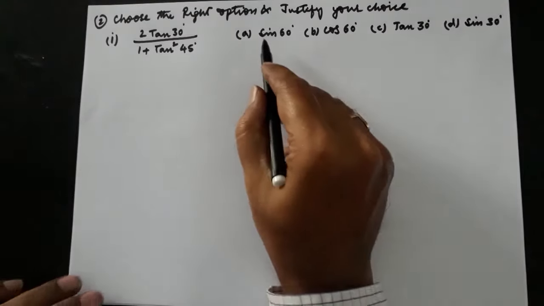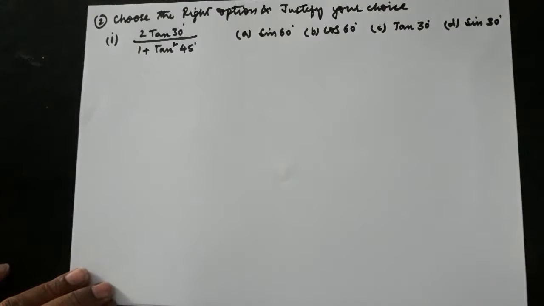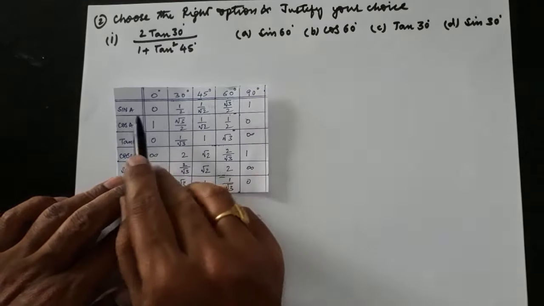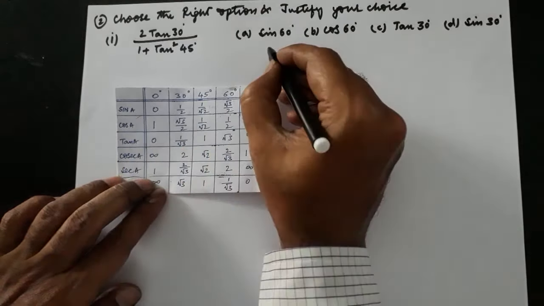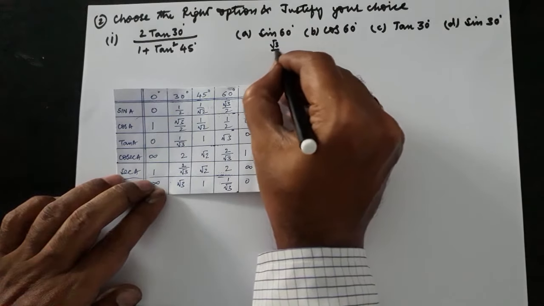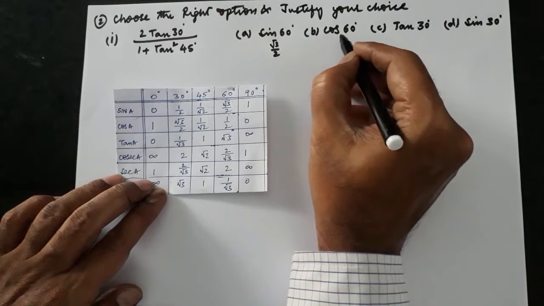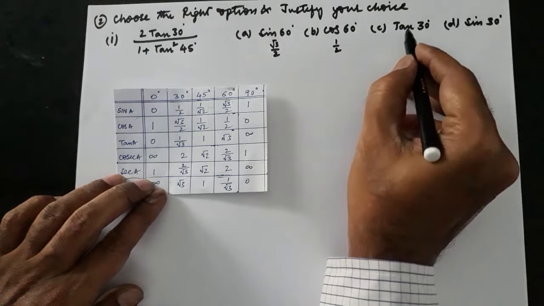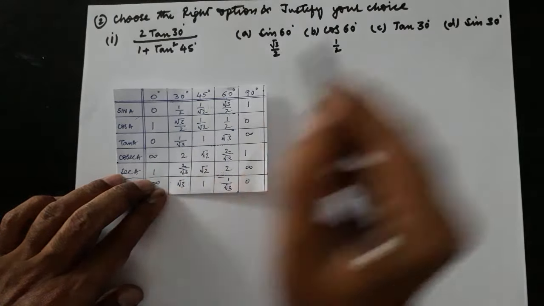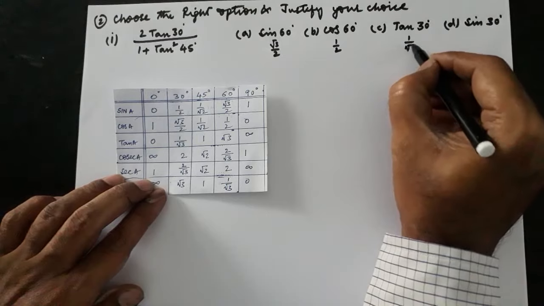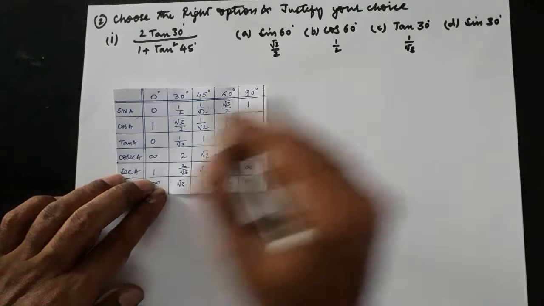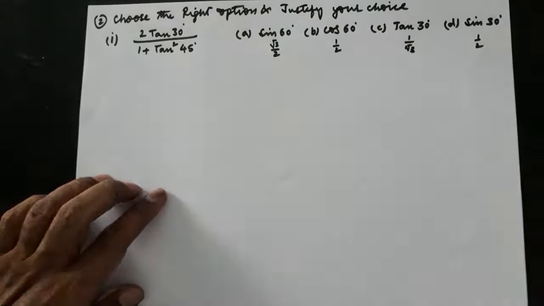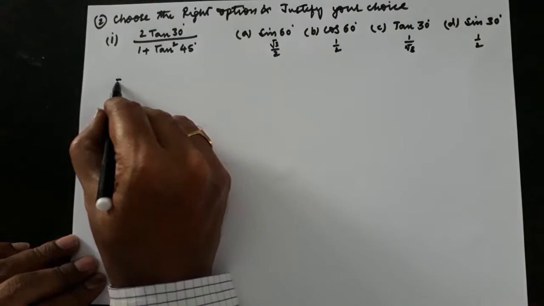Okay. First of all, let's write the values. If you come to the table, what is sin 60? Sin 60 is root 3 by 2. So this value is root 3 by 2. Option B is cos 60. Cos 60 is 1 by 2. Okay. Tan 30. Tan 30 is 1 by root 3. Sin 30. Sin 30 is 1 by 2. Okay. Let's see which one is the right option.